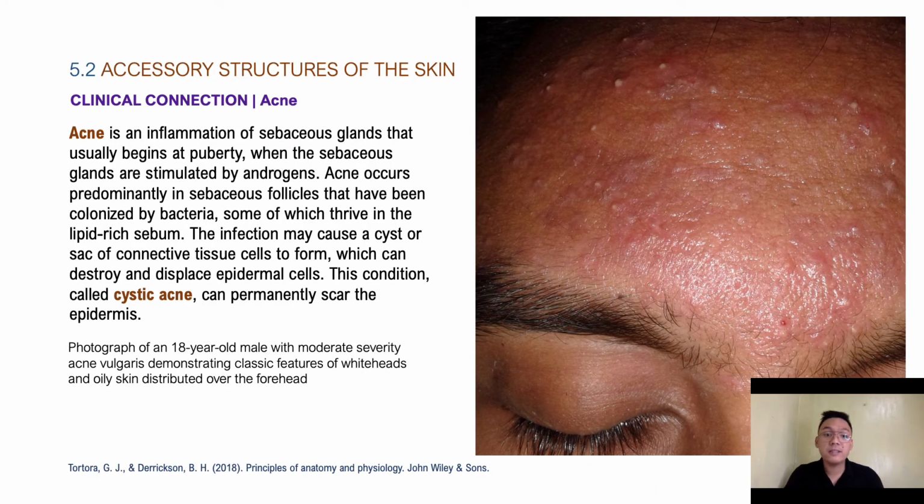Another clinical connection here is acne. Acne is an inflammation of your sebaceous glands that usually begins at puberty. When the sebaceous glands are overstimulated by androgens, it occurs predominantly in sebaceous follicles that have been colonized by bacteria, some of which thrive in your lipid-rich sebum. This infection may cause a cyst, or a sac of connective tissue cells, to form, which can destroy and displace epidermal cells. This condition is what we call cystic acne, which can permanently scar your epidermis.